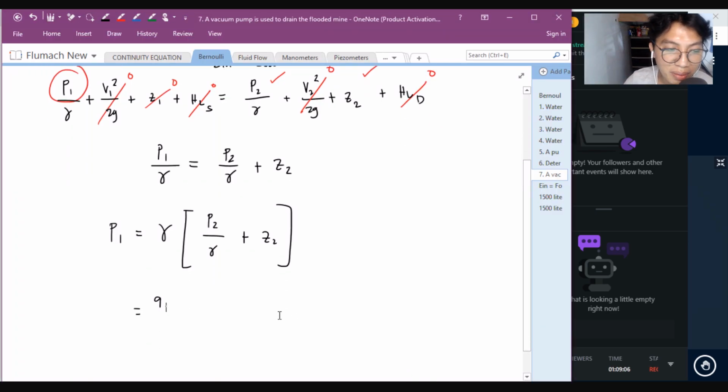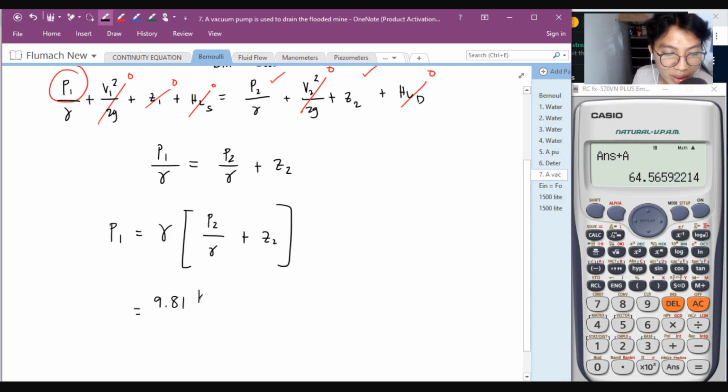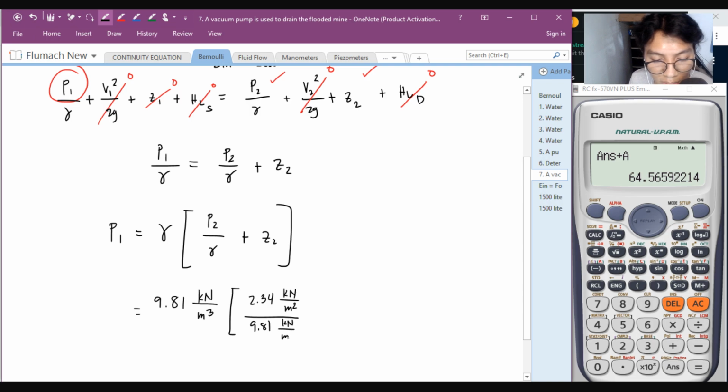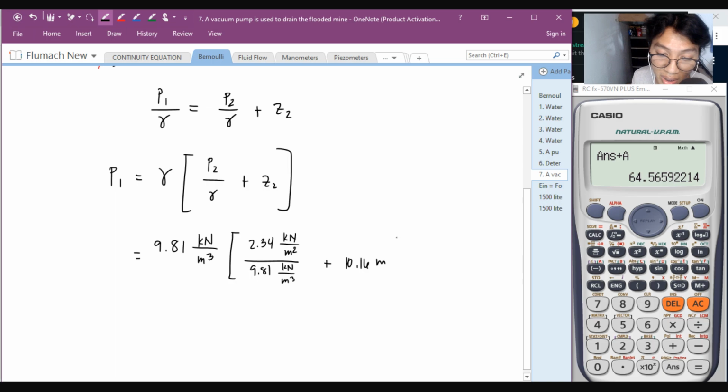So, let us go with the calculation nito. So, yung gamma is 9.81 kilonewton per cubic meter. And then, meron kang P2. Yung P2 mo is binigay dyan. Anong binigay sa P2 mo? 2.34 kilonewton per meter squared. kPa yan eh. Divide by 9.81 kilonewton per meter cube plus Z2. Yung Z2 mo is, ibinigay dyan, your pump cannot lift more than that. So, that is 10.16 meters. Sinabi niya, cannot lift, ayan o. Cannot lift water higher than 10.16. Ibig sabihin niya yung hangganan niya.